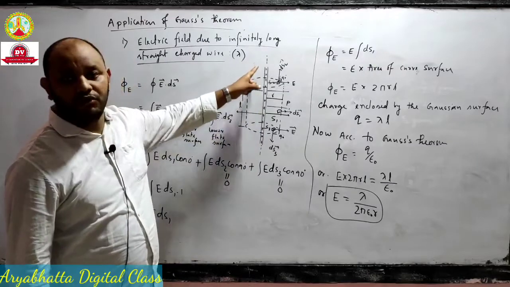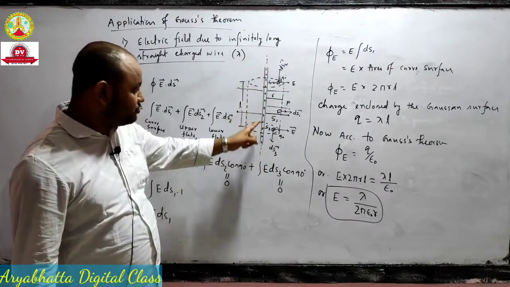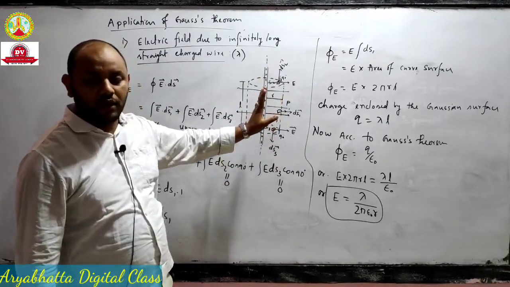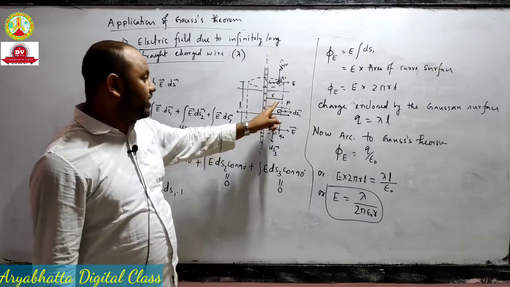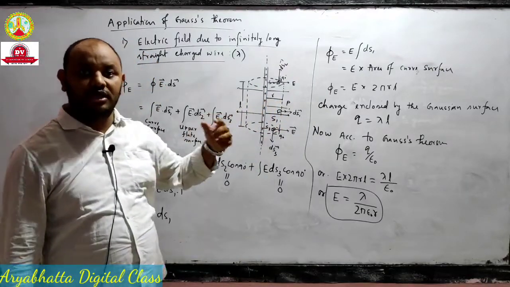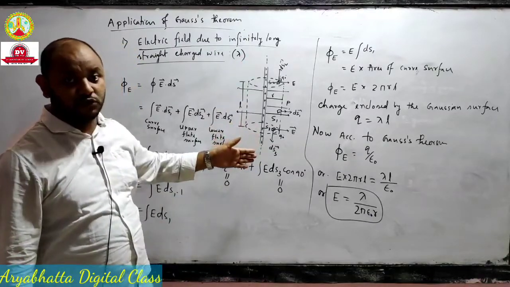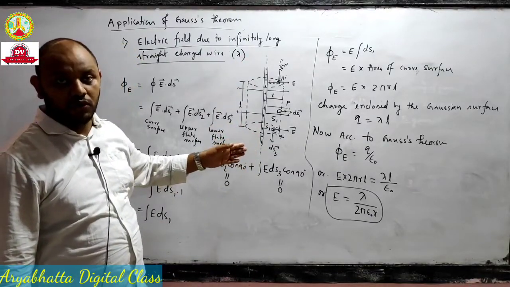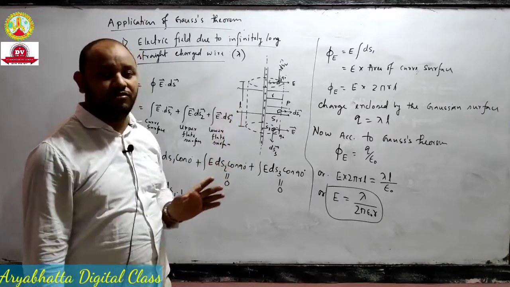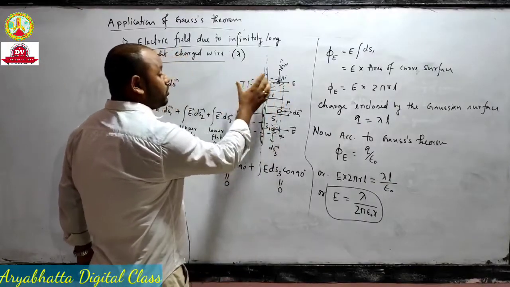Here charges are uniformly distributed, and due to this charge distribution we need to calculate the electric field at this point. For this we have to use Gauss's theorem, because you cannot use Coulomb's law here. For Gauss's theorem, we need a Gaussian surface. That is why I imagine a cylindrical Gaussian surface.